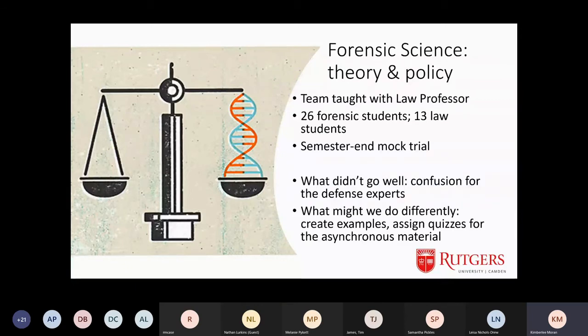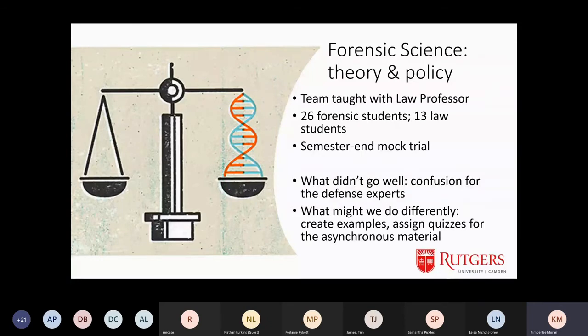So we had 26 forensic students, mostly graduate students, and 13 law students. So there was essentially a 2-to-1 ratio. And what really helped with this class is we always had a mock trial, but this year, because we had law students, instead of myself acting as the lawyer, we could have the law students work with the forensic students, questioning them in a mock trial environment. And this was just mutually beneficial in so many different ways.